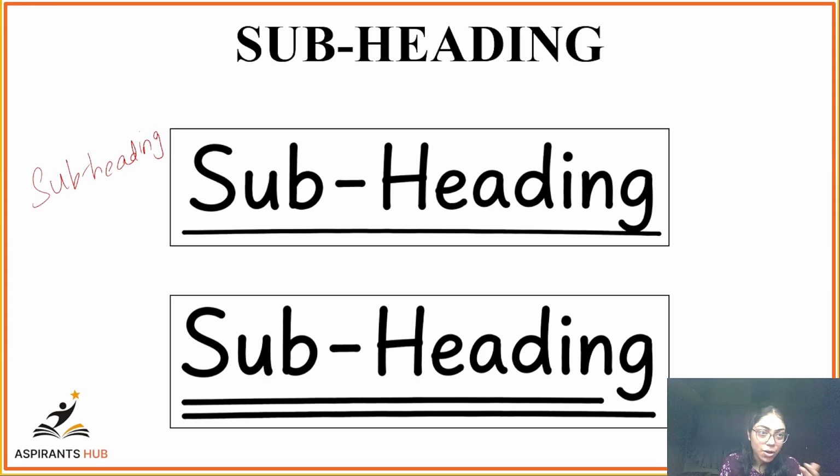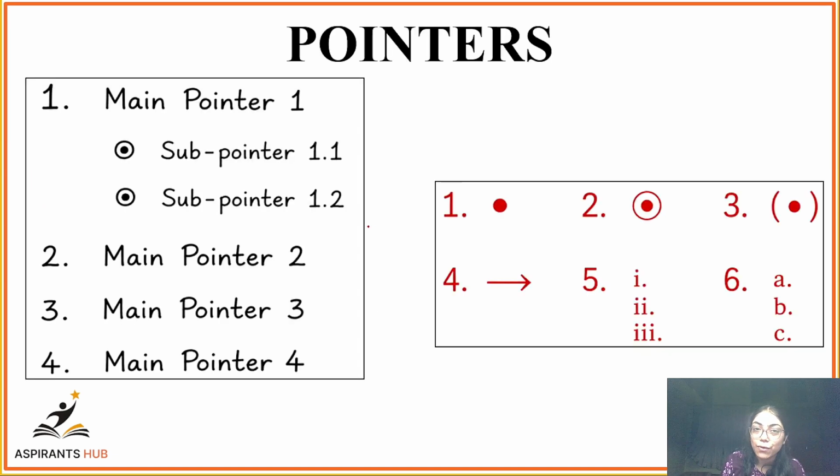If you have a subheading, you either underline it with one line, or you put double lines like this. Please do these small things. You might feel, how are these small things adding value to my answers? But they will make your paper look neat and clean, and that will add value to your answer. Please understand.